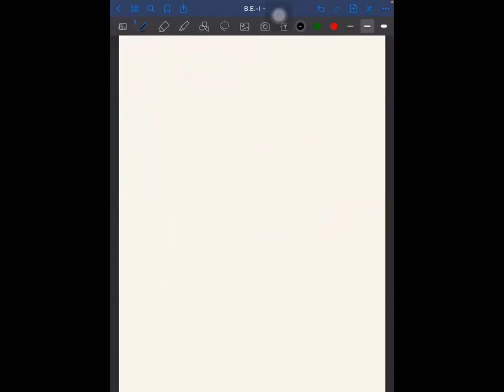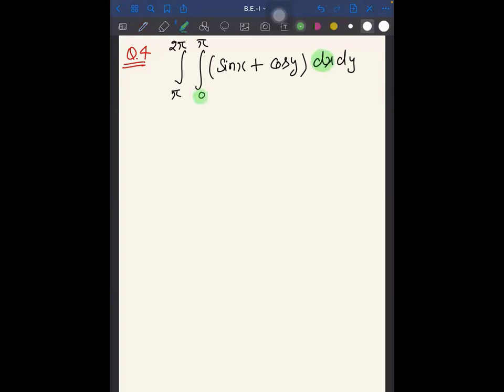Question number 4. That is pi to 2 pi, 0 to pi, sin x plus cos y dx dy. So now it is dx over here, so you know that these are limits of x, and it is dy over here, so these are limits of y, right? So plotting is not a necessity over here. You can directly calculate it. But let's say if you want to plot the domain.